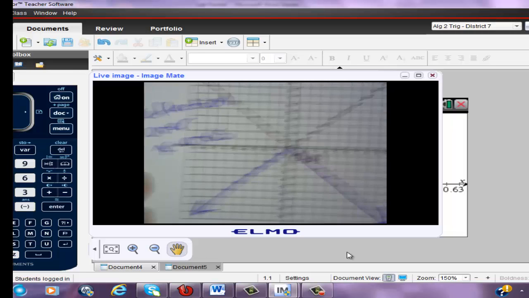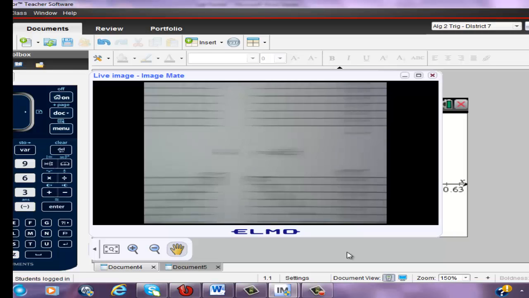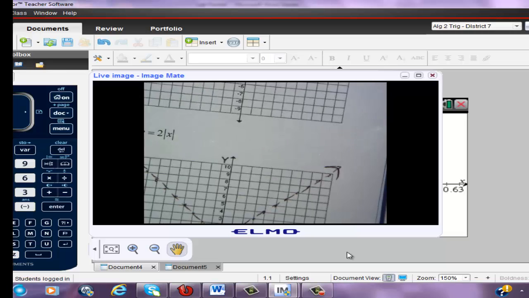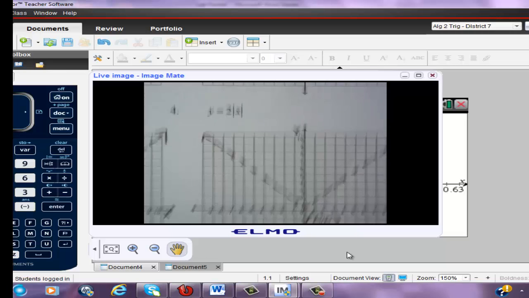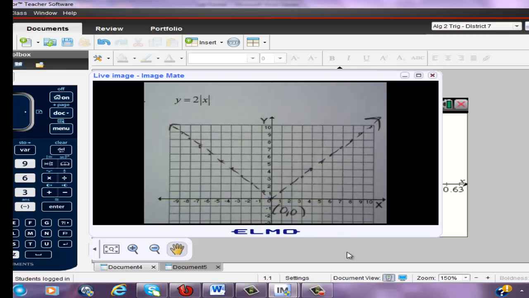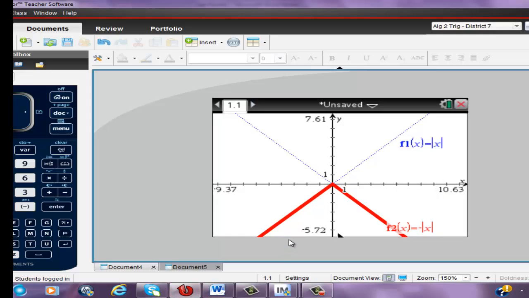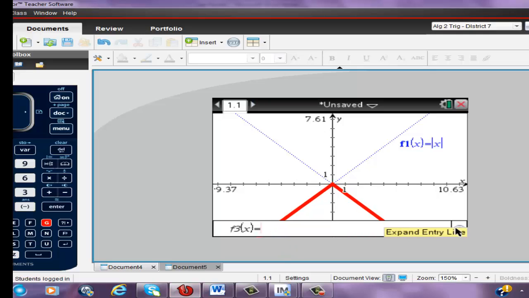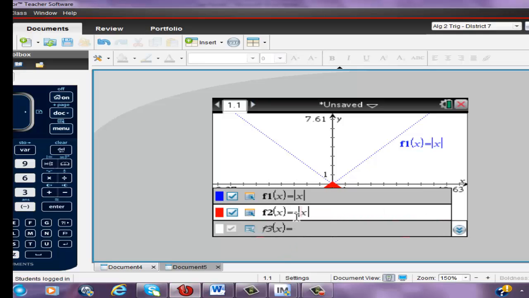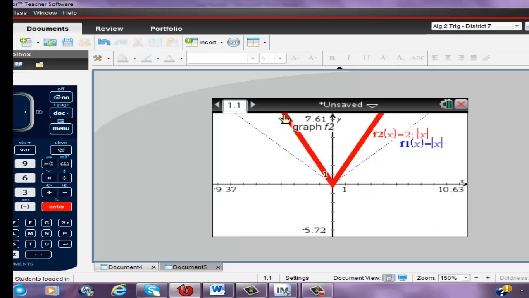And our last one, 2 times the absolute value of x. Sorry for my poor Elmo skills here. Go to your Inspire, Control G, change your child from that negative absolute value of x to a 2. And it got skinnier or narrower.